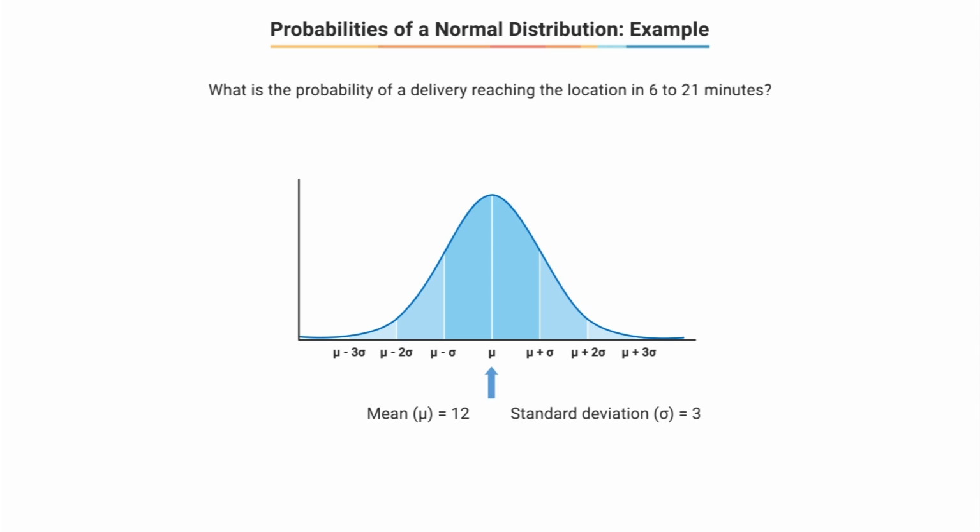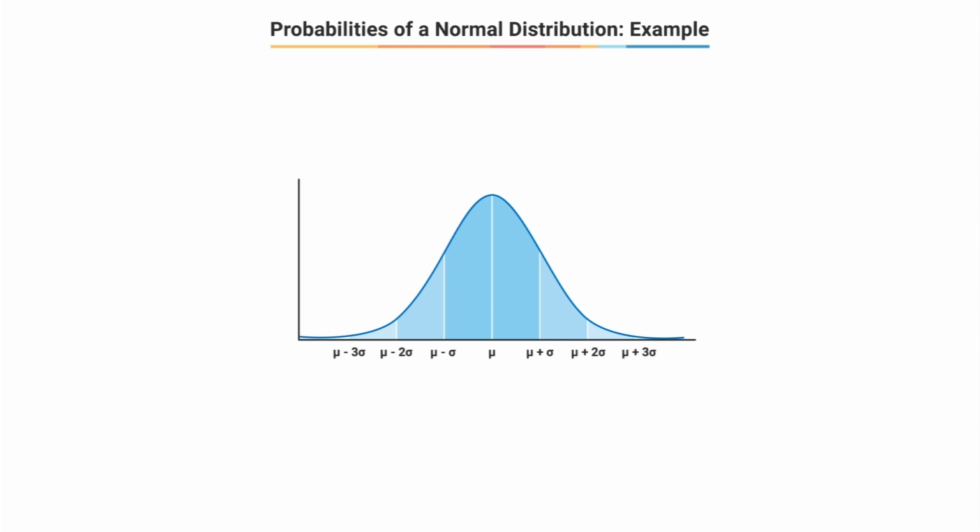Suppose we want to know the probability of any delivery taking about 6 to 18 minutes to reach a customer location. If we plot this on the normal distribution, we know the value mu is given to us as 12 minutes. And looking at the left and right symmetry, we know that the standard deviation is 3 minutes. So mu plus 1 standard deviation will be 15 and mu plus 2 standard deviations will be 18, and so on. Similarly, on the left-hand side, mu minus 1 standard deviation will be 9 and mu minus 2 standard deviations will be 6, again because our mu is 12 and standard deviation is 3.